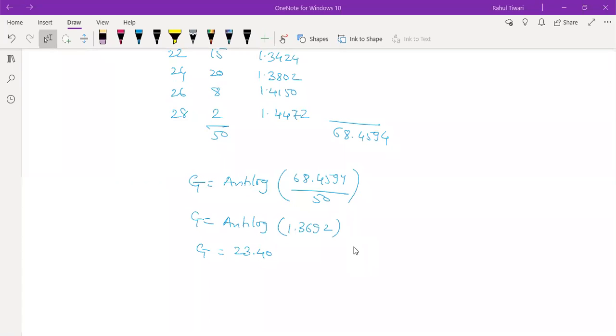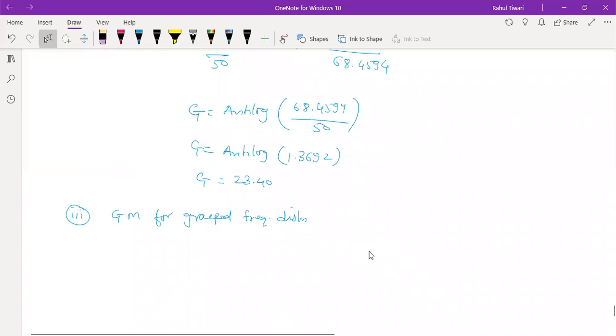See, there are several examples, but we are just doing one or two because we are lagging on time, right? So you may just try out the third case, GM for grouped frequency distribution. Okay. Definition is same, right? Same as GM for ungrouped frequency. So here the definition remains the same, right?